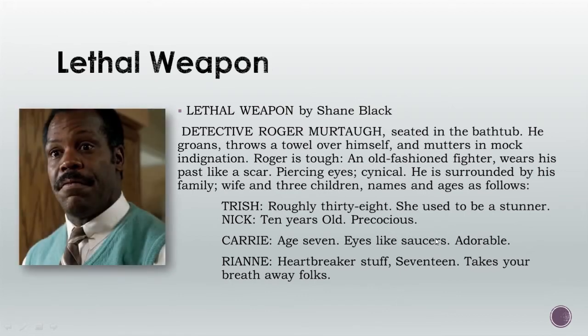Let's look at Lethal Weapon, a very different kind of film. This is by Shane Black. "Detective Roger Murtaugh, seated in a bathtub. He groans, throws a towel over himself, and mutters in mock indignation. Roger's tough, an old-fashioned fighter, wears his past like a scar. Piercing eyes, cynical. He's surrounded by his family, wife, and 3 children, names and ages as follows. Trish, roughly 38, she used to be a stunner. Nick, 10 years old, precocious. Carrie, age 7, eyes like saucers, adorable. Rianne, heartbreaker stuff, 17, takes your breath away, folks."